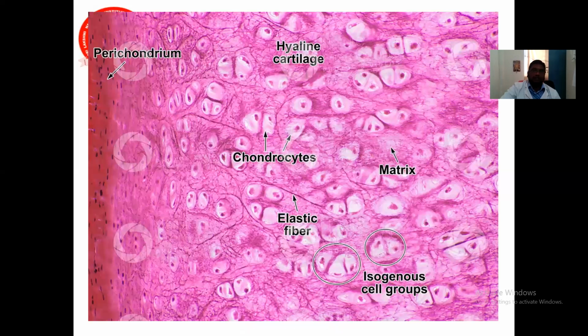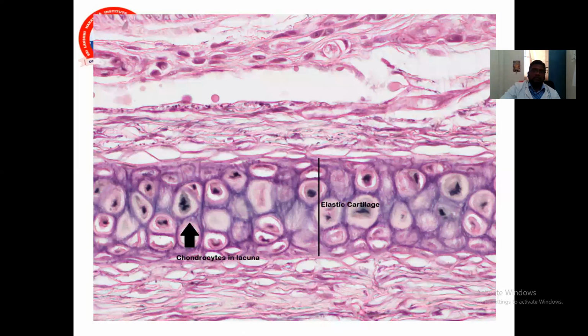So this is your elastic cartilage. Here you can see this is your perichondrium. This one is your elastic cartilage, where the cells are present individually. Here also you would get the ground substance, or matrix, and here you would get your fibers, the elastic fibers.